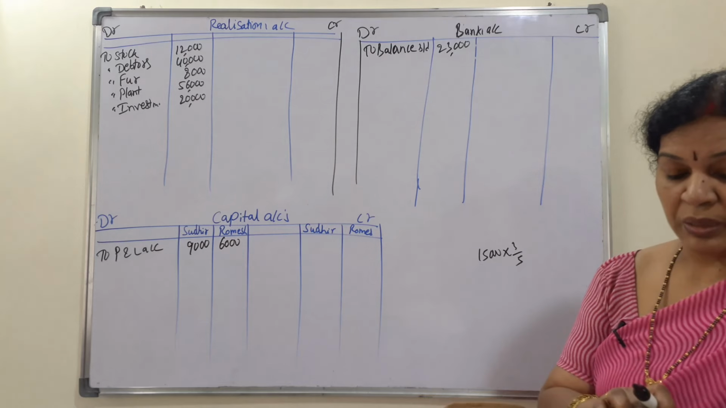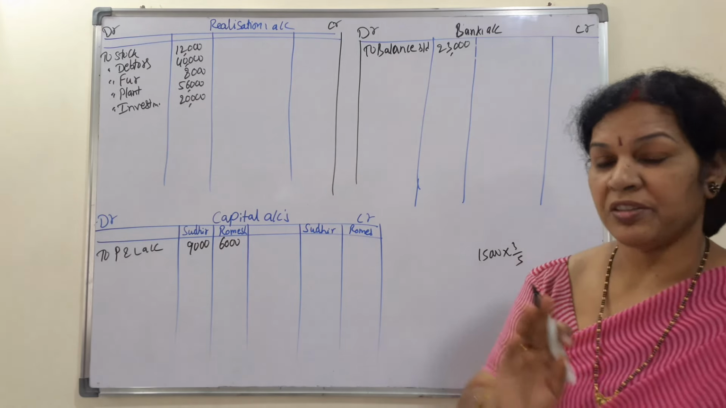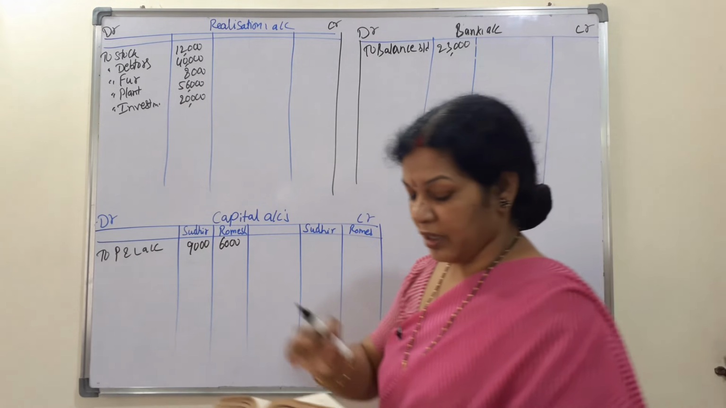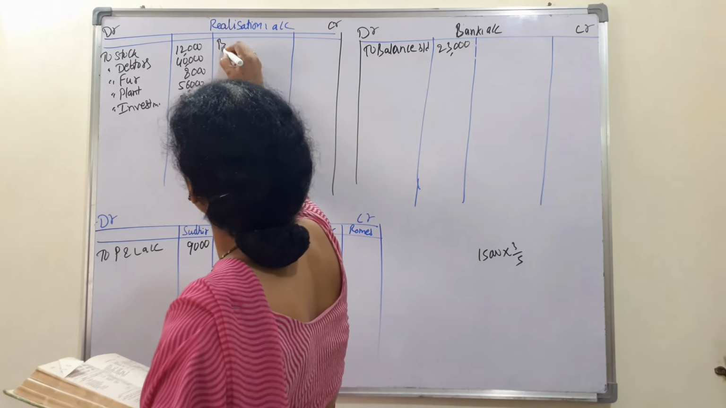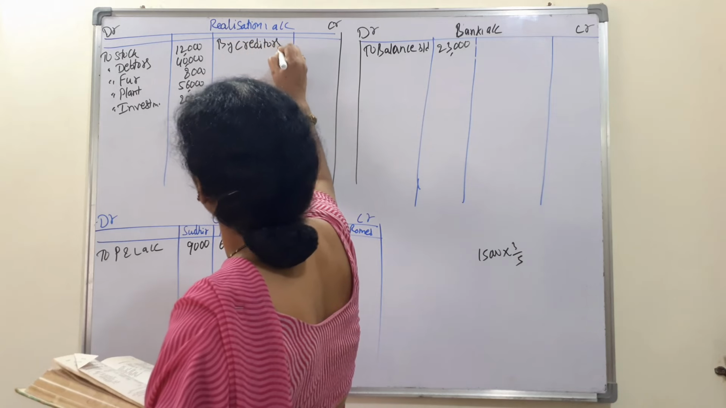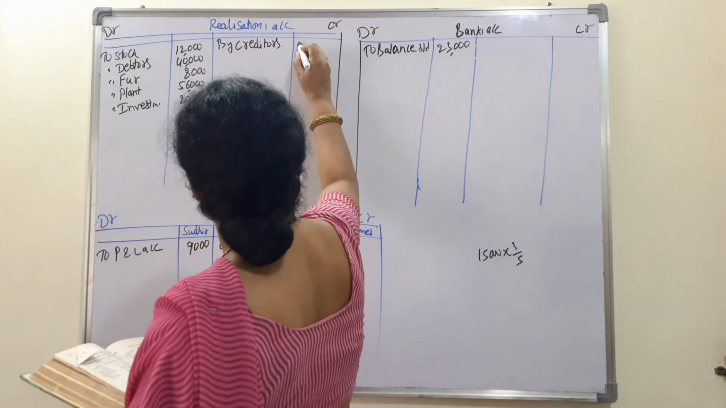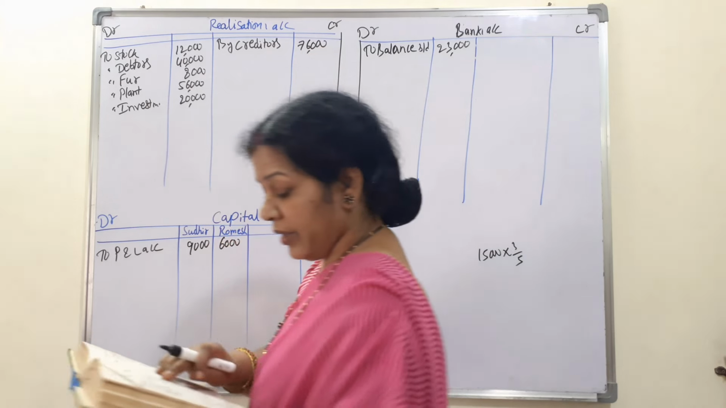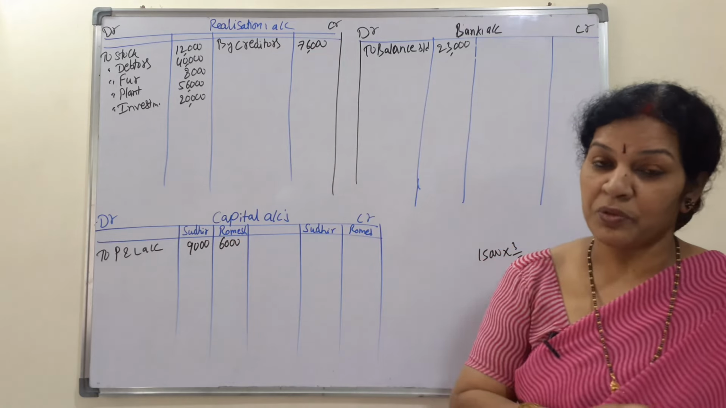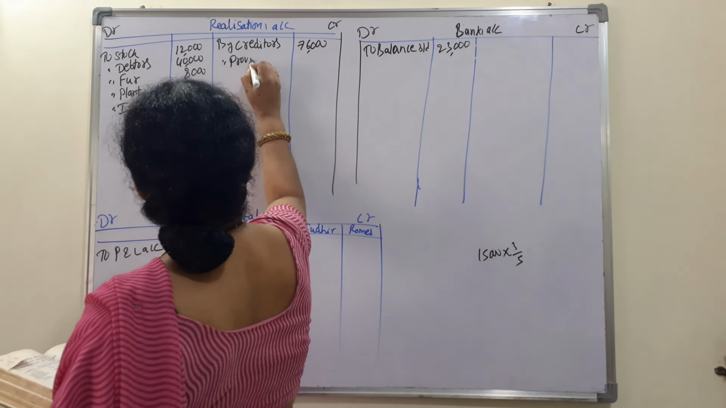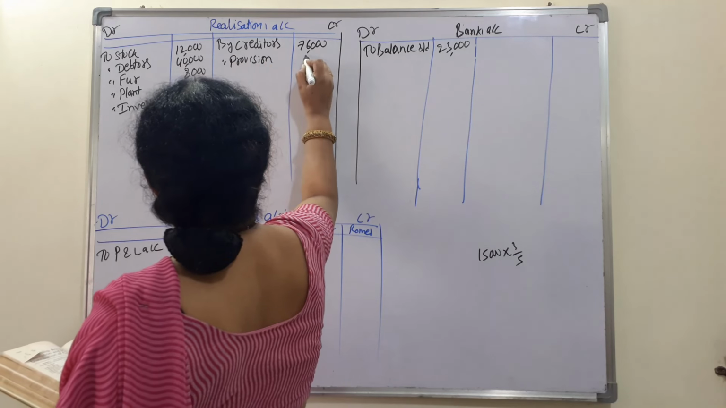Now coming to the liability side. Whatever liabilities are there, we'll write on the credit side first. First one is creditors. By creditors 76,000. And also debtors provision is there. Provision also comes on the credit side. By provision 2,000.